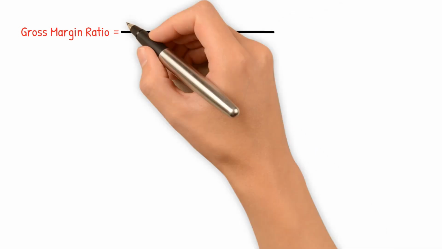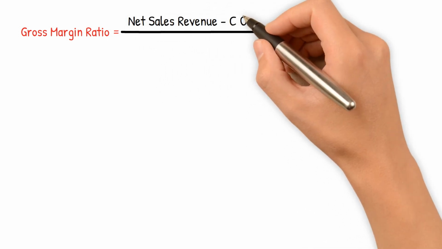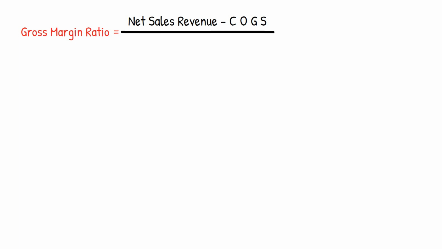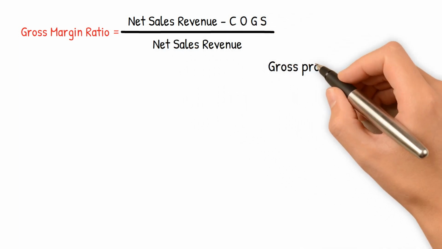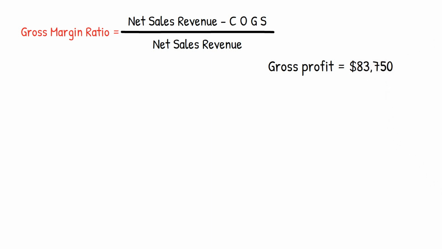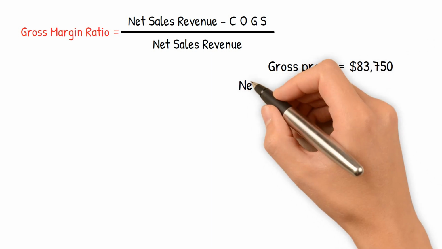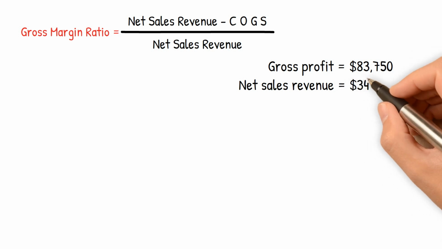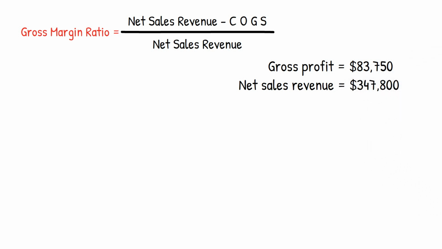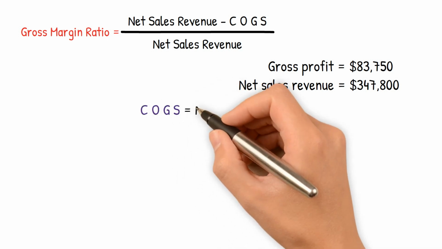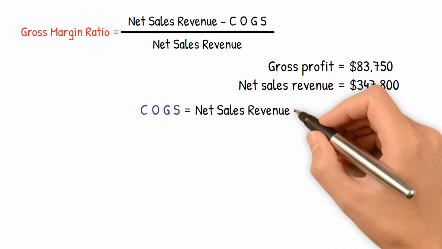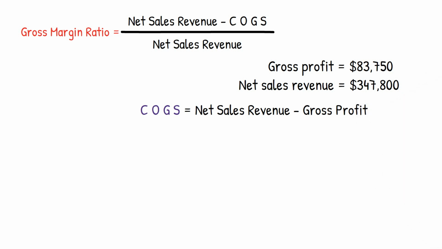To calculate the gross margin ratio, we need to use the following formula. Gross margin ratio equals net sales revenue minus cost of goods sold divided by net sales revenue. For example, say we are given that the company's gross profit is $83,750 and its net sales revenue is $347,800. We can calculate the cost of goods sold as follows. Cost of goods sold equals net sales revenue minus gross profit.